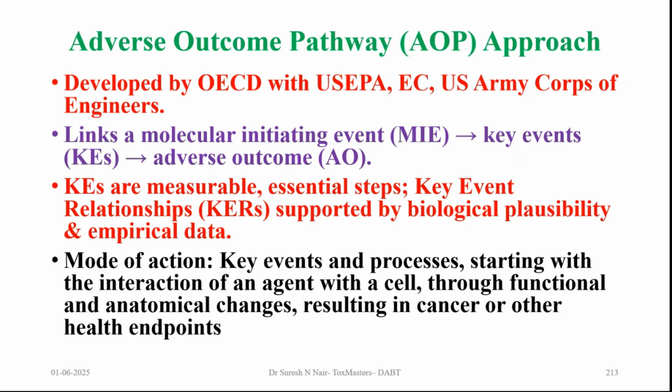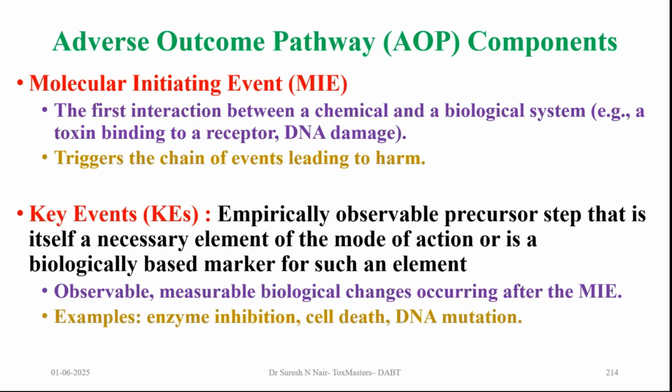The key events are the measurable events in every step. That is key event relationships. KER is supported by biological plausibility and empirical data. Then mode of action: the key events and processes starting from the interaction of an agent with the cell, that is with any enzyme or any other mechanistic pathway, through functional and anatomical changes. Anatomical changes means cellular damage or DNA damage or such changes that will result in cancer or other health endpoints.